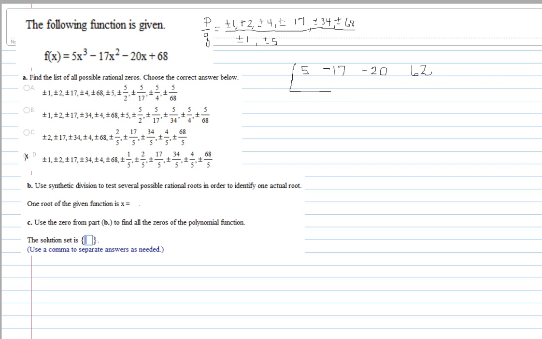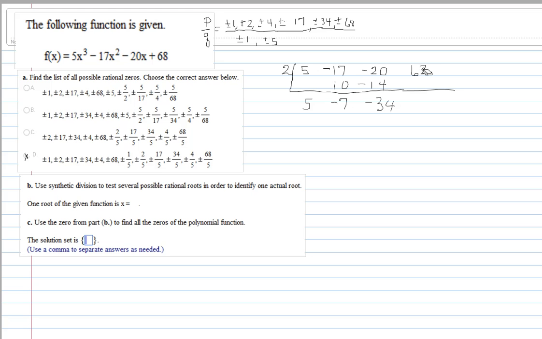Okay, so I'm going to use 2 as my root. Bring down the 5, multiply by 2, write it here. Add down the column, get a negative 7. Multiply by 2, I get negative 14. Add down the column, I get negative 34. And I wrote a number wrong right here. This is not 62, 68.